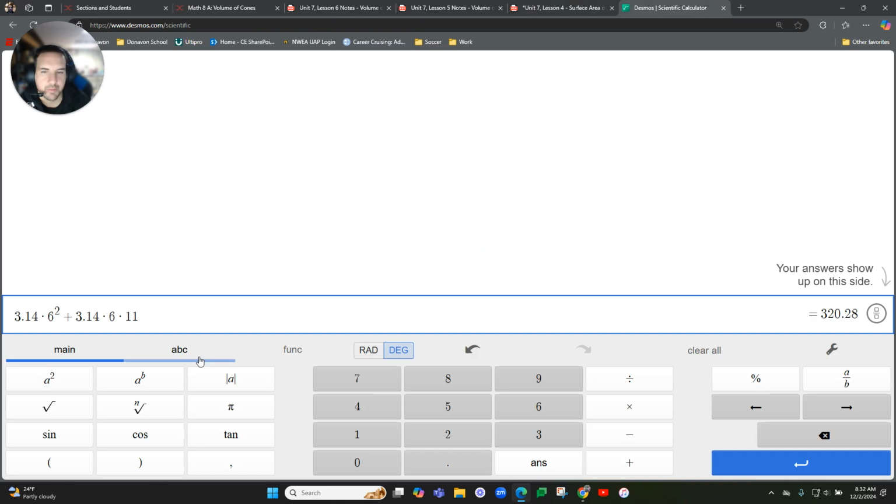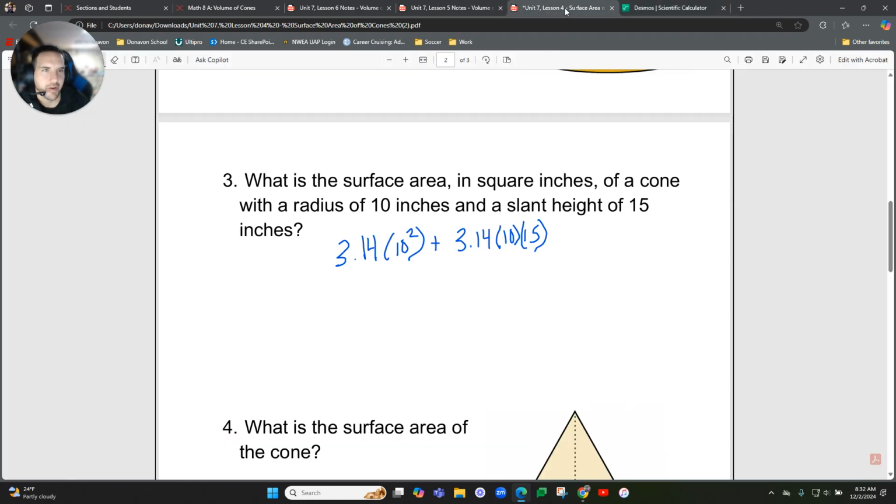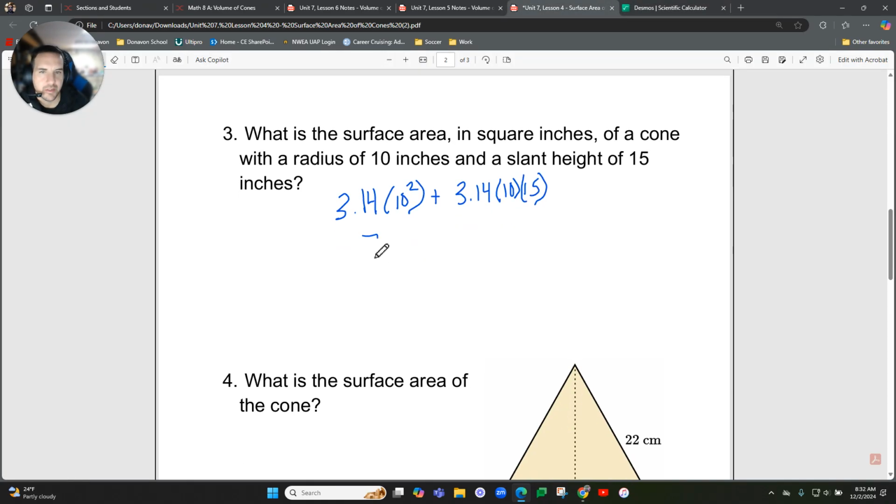So we'll go into Desmos, and we're just going to change our 6's to 10's because the radius is 10 this time. And this time the slant height was 15. That's the nice thing about Desmos, I can just come back in here and edit the formula because it's the same formula every time. We just need to change the numbers. Oh, oops, I forgot to look at the answer. 785 exactly. So this is 785, and in this case it's inches squared.